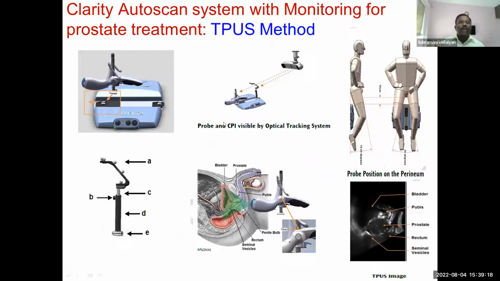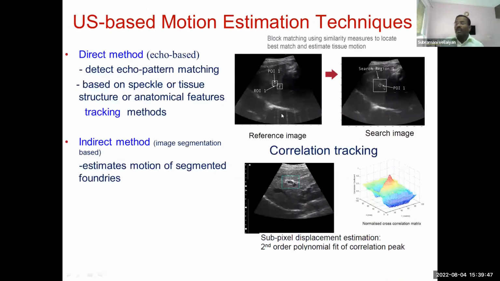So this is how the probe will be in direct contact with the optical tracking system. It will track the position of the probe, which is actually attached to the prostate perineum. If you look at this, this is the positioning of the probe, which will be embedded or attached with the prostate. So you will be able to acquire those images. You will be able to appreciate the different structures like the bladder, pubis, prostate, rectum and seminal vesicles. So this is how the system will work.